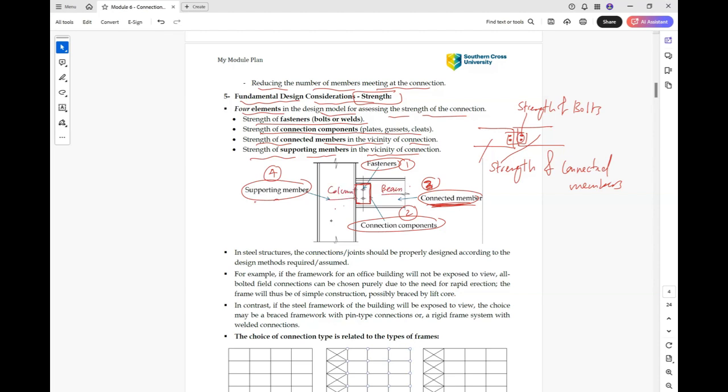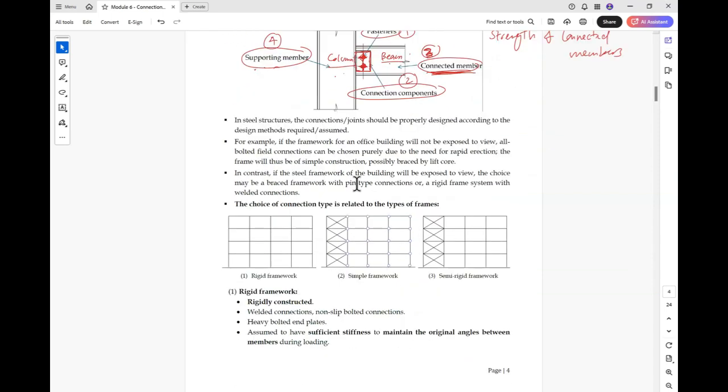So we have the fastener. So the strength of the fastener, strength of the beam, strength of the connecting plate, and strength of the column. So these four strengths need to be checked to make sure that the connection is safe and stable. In a steel structure, the connection or joint should be properly designed according to the design method.